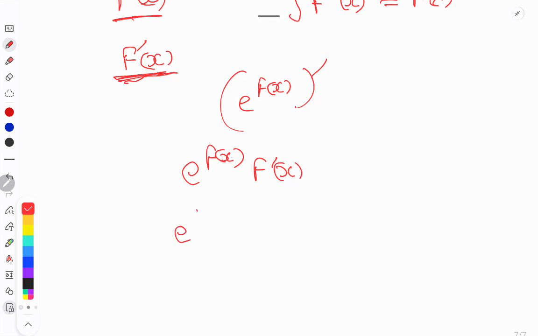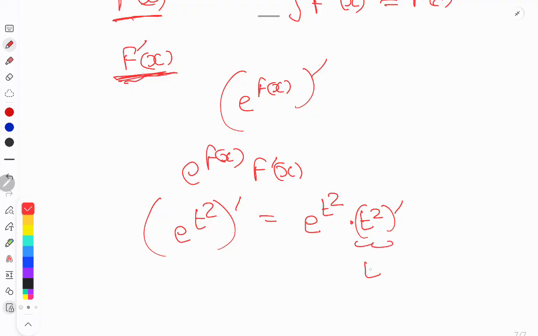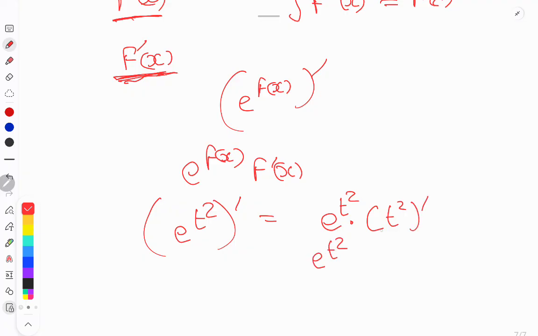So if you have e^(t square) and you want to find the derivative of e^(t square), it will be e^(t square) times the derivative of t square. And what is the derivative of t square? It's a chain rule. So the derivative of t square is, right, so it will be e^(t square) and the derivative of t square, this one derivative is t, so you get t e^(t square). This is a chain rule.